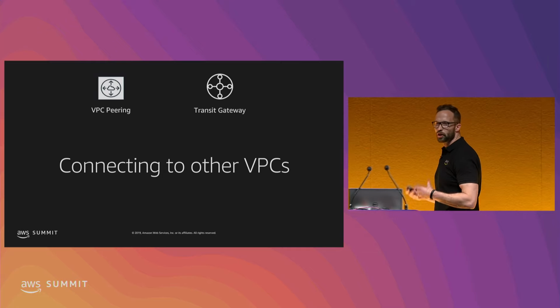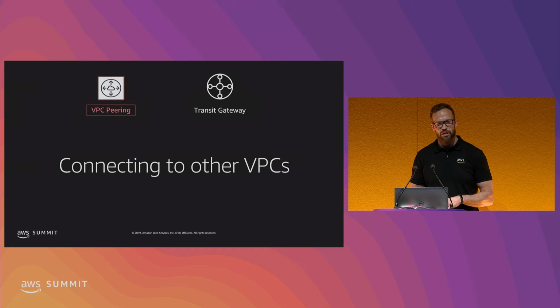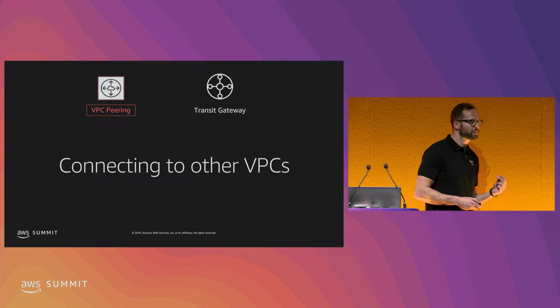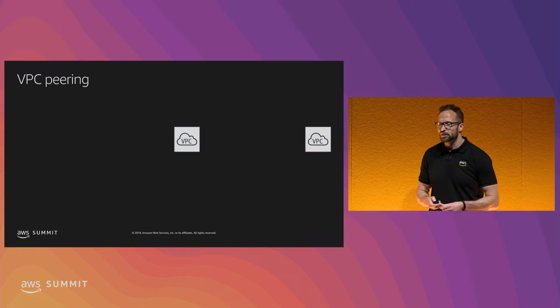So we'll start off with the options we have to connect VPCs in your AWS environment, in the cloud. And we'll look at two options. We'll look at VPC peering, and we'll look at Transit Gateway. Well, let's start with VPC peering.